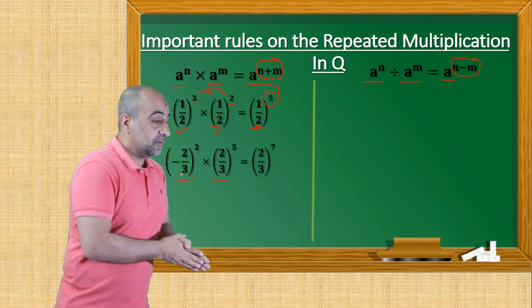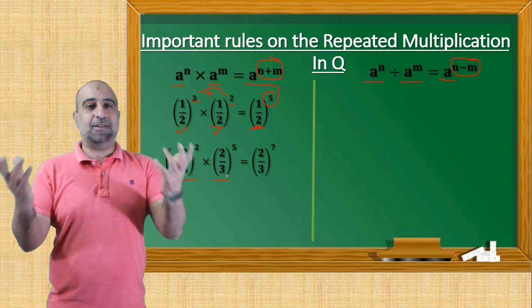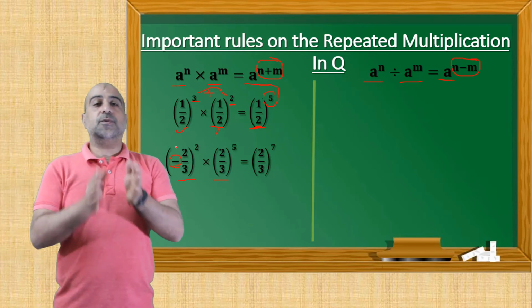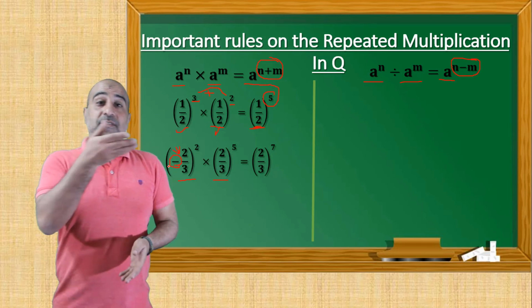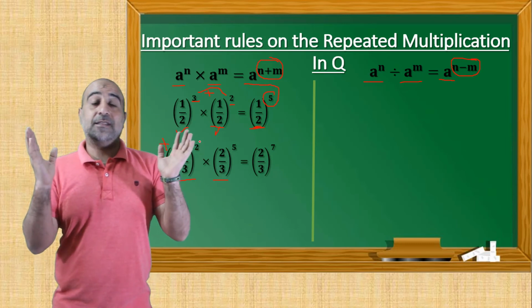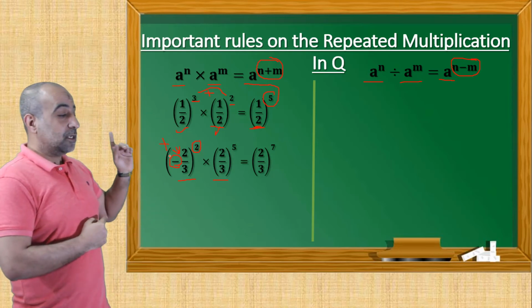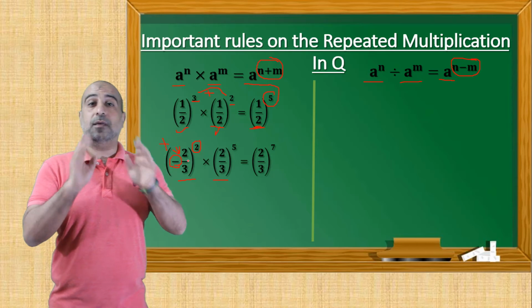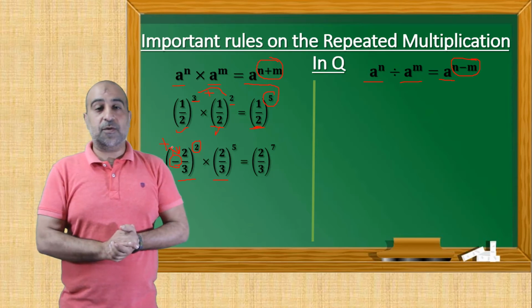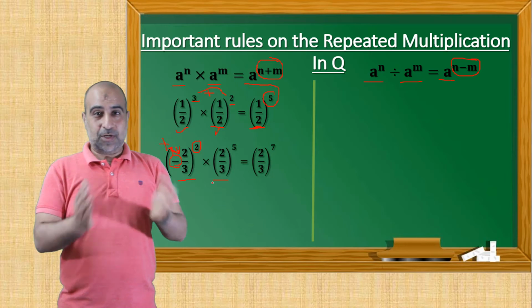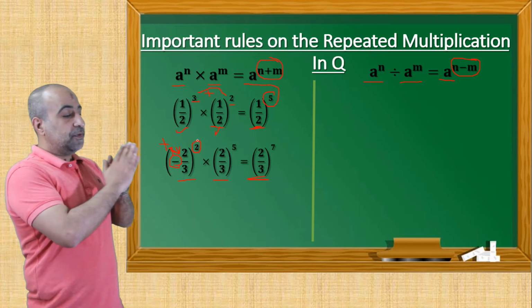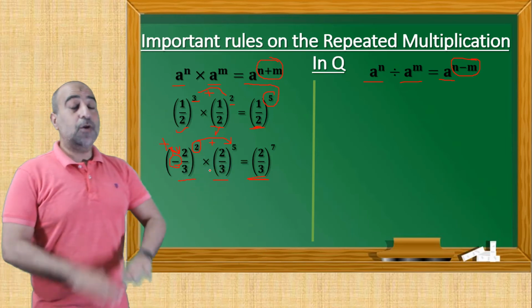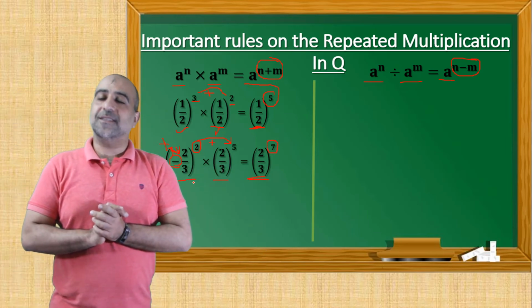Another example, negative 2 over 3 to the power of 2 multiplied by 2 over 3 to the power of 5. The two bases are not equal because one is negative and the other positive. Then we have to deal with the negative sign first. The negative sign will be deleted because the power is 2, an even number, so the negative sign becomes a positive sign. Then it will be 2 over 3 all to the power of 2 multiplied by 2 over 3 all to the power of 5, which is 2 over 3 to the power of 7, the sum of 2 and 5.